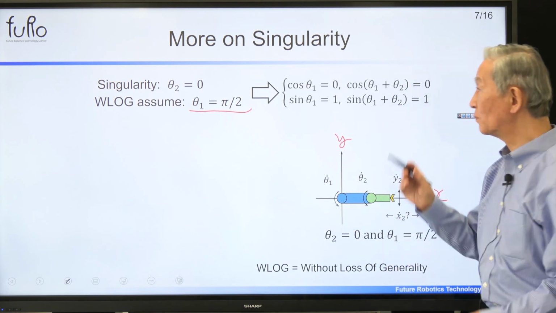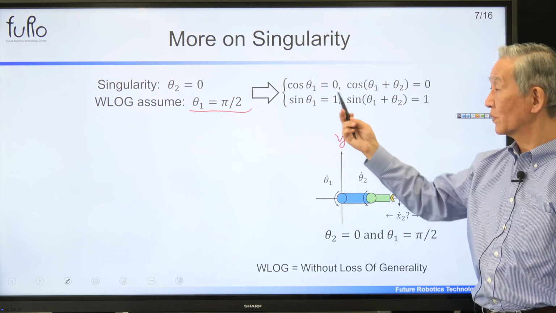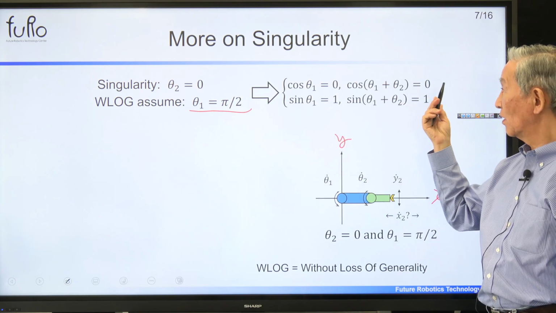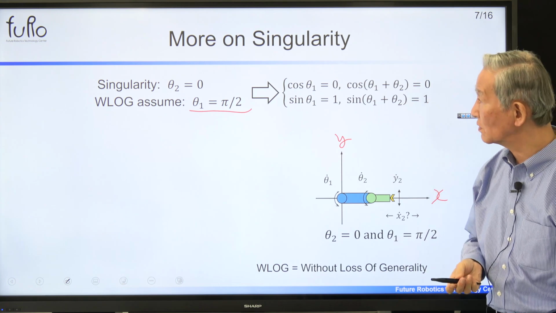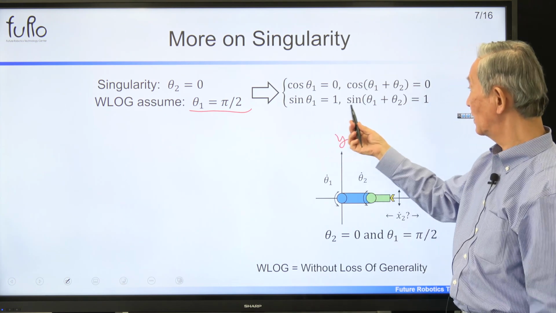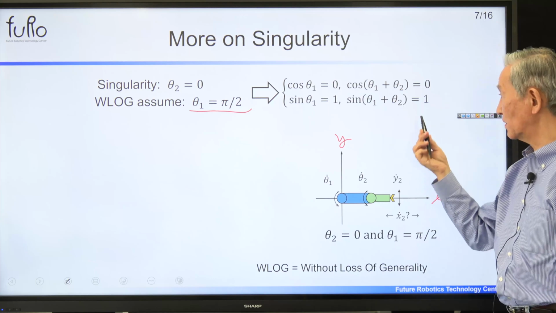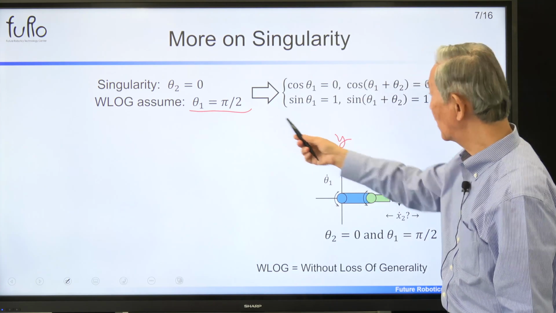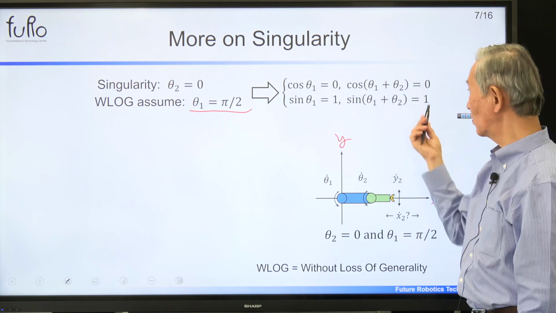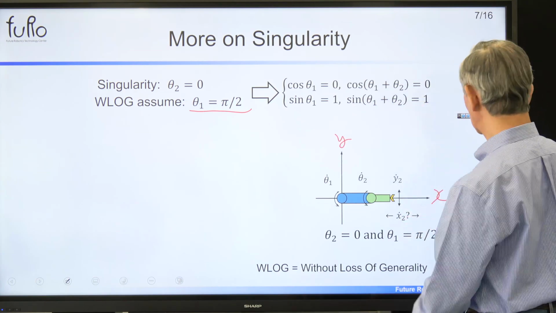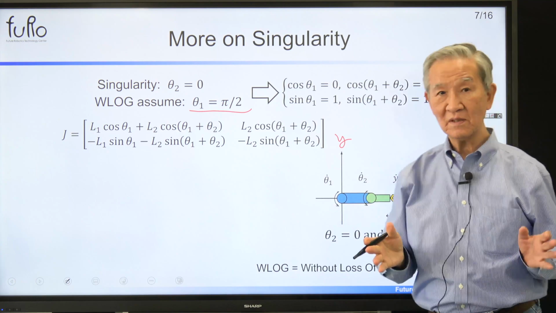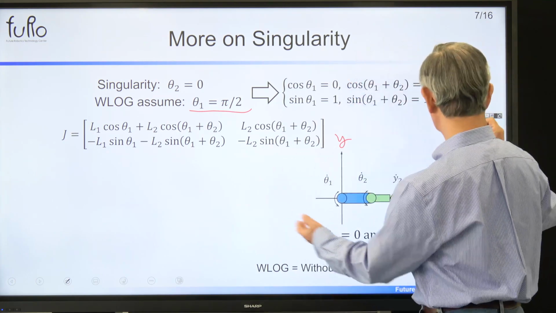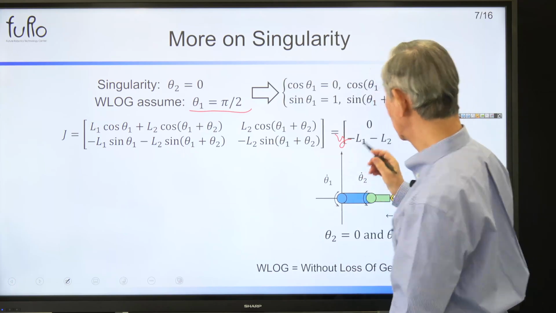Then, if you put those values into those cosines and sines, cosine theta 1 and cosine theta 1 plus theta 2, both of them become 0. And then sine theta 1 is equal to 1, sine theta 1 plus theta 2 is equal to 1. So that's 1, 0, 0, 1. So that means this Jacobi matrix becomes this.